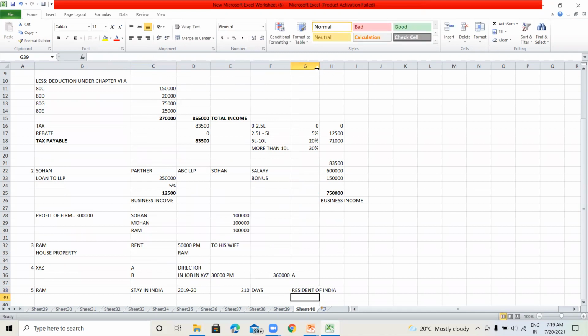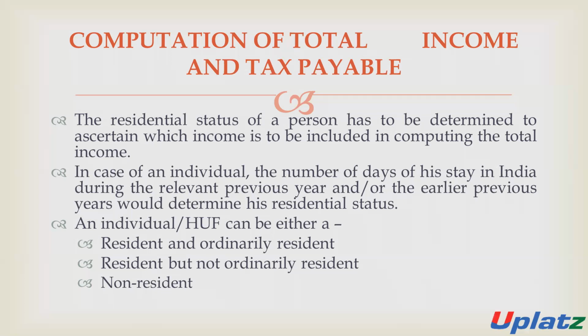He will be considered as a resident of India because he stayed in India for a period of more than 182 days in the previous year. Then he will be considered as a resident of India.